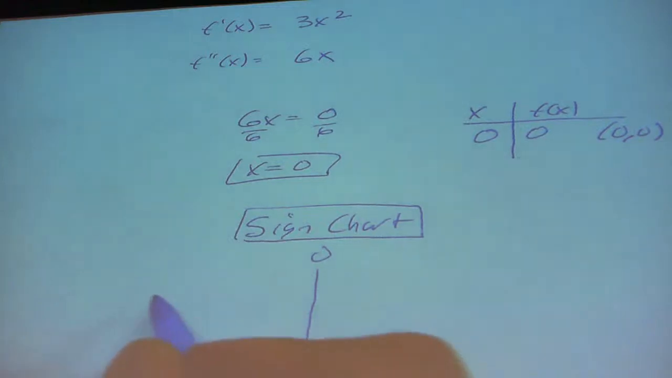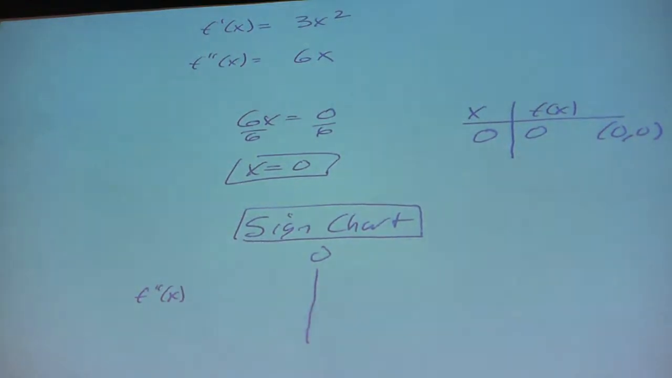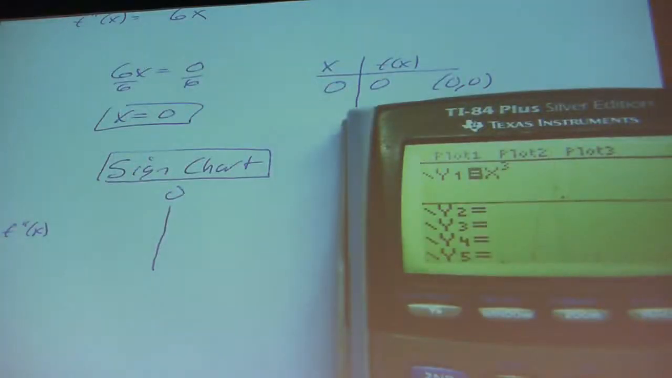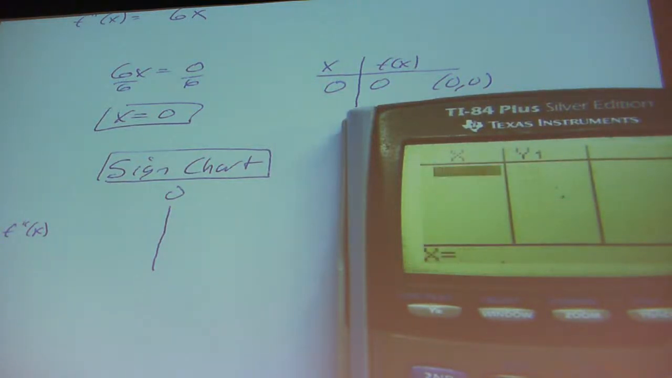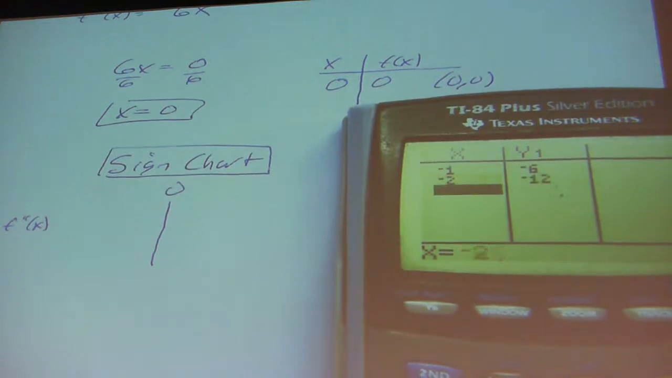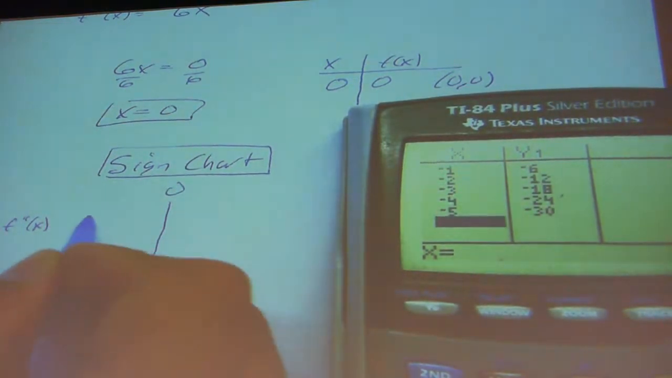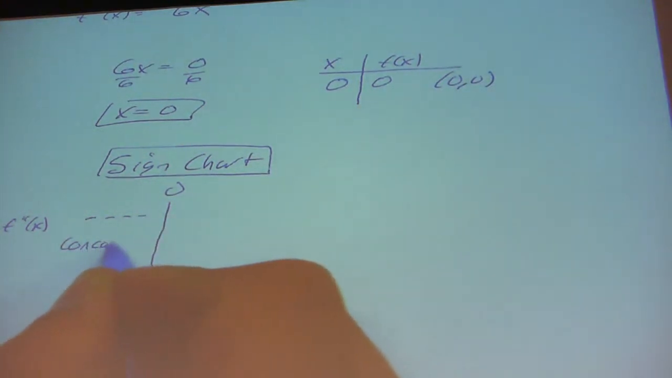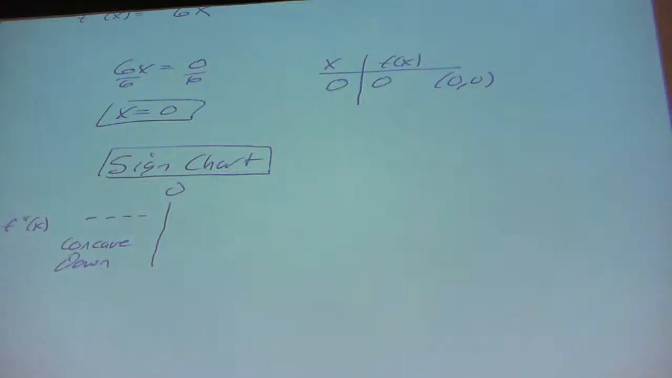Now we're going to look at what happens to the second derivative before 0 and what happens to the second derivative after 0. So I go to my calculator, I type in 6x, which is the second derivative. When I go to the table and plug in numbers before 0, you'll notice that all the results are negative. That tells me we're in a concave down area.